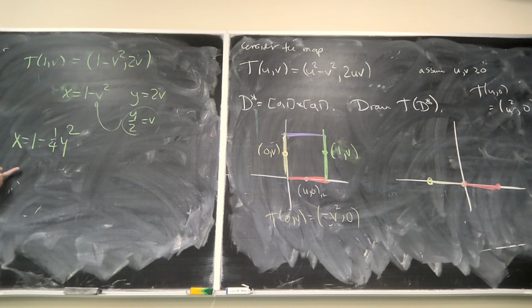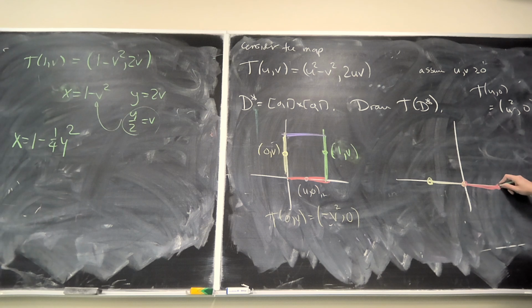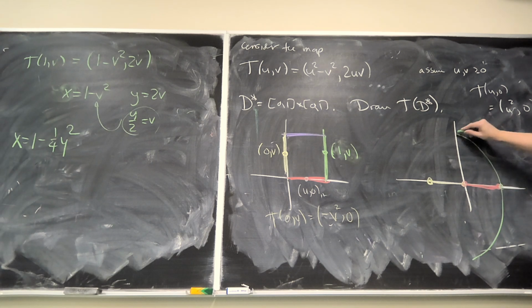The parabola has vertex (1, 0), I think. And it opens to the left. And when x is equal to 0, y is equal to 2. Of course, the part of it we're considering is just this part right here, from this point to that one. So this is a part of the parabola, x is equal to 1 minus 1/4 of y squared.